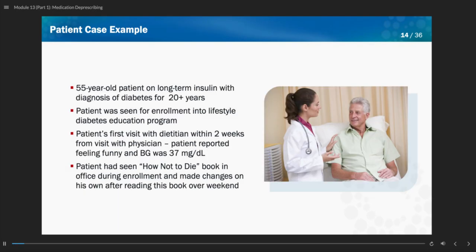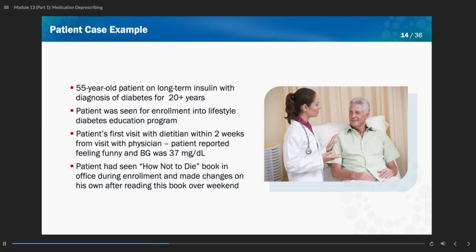While Denise and I were working together, I had seen a 55-year-old male who had been on long-term insulin with a diagnosis of type 2 diabetes. He had noticed the book How Not to Die on our office table while he was waiting. After visiting with him, I referred him into the diabetes condition management program.